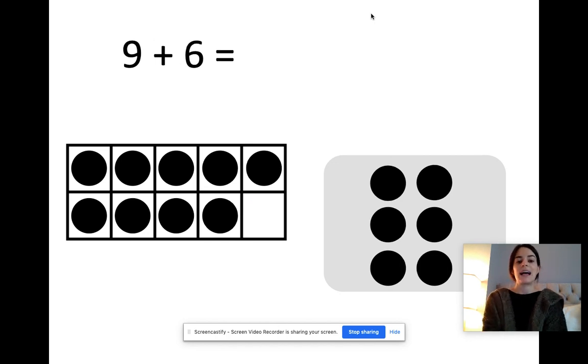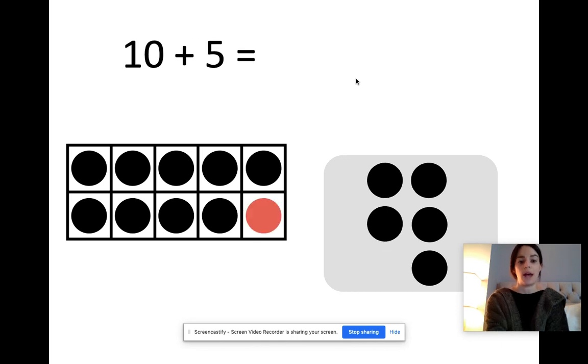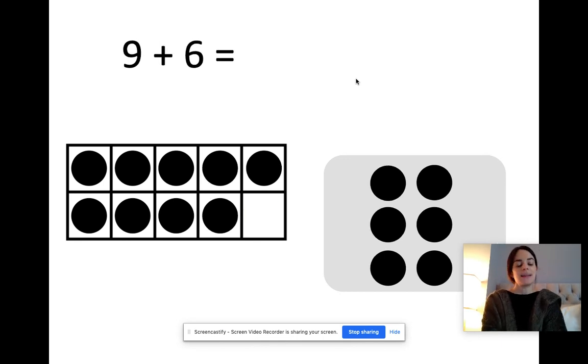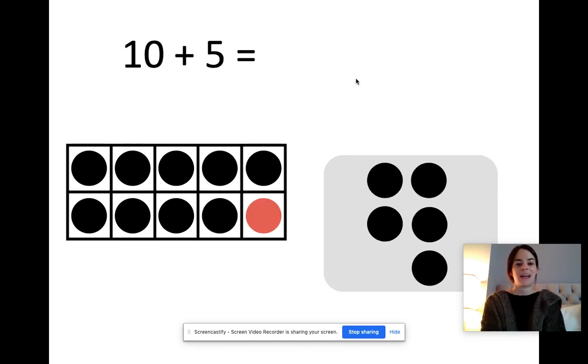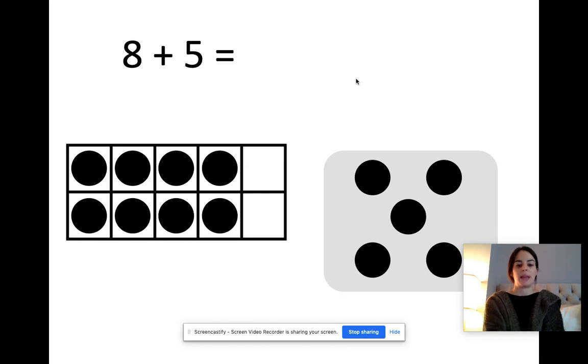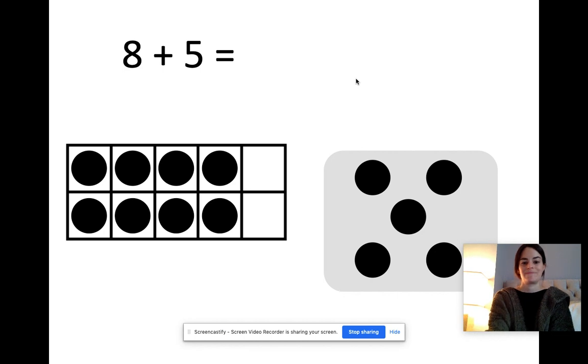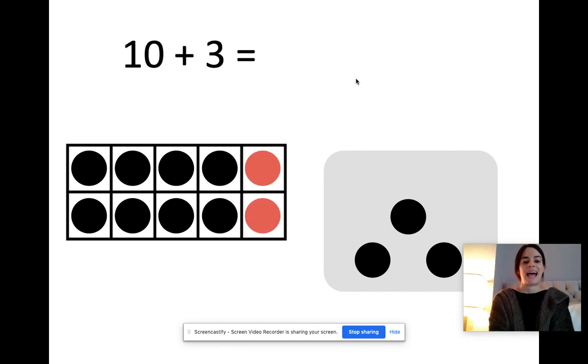So you're not going to solve the first one. The first one is the helper card, and it's going to help you figure out what it is on the second card, 10 plus what, okay? So 9 plus 6 is the same as 10 plus 5, which is the same as 15. Take a look at 8 plus 5. What will my next card say? 10 plus 3. What is 10 plus 3?